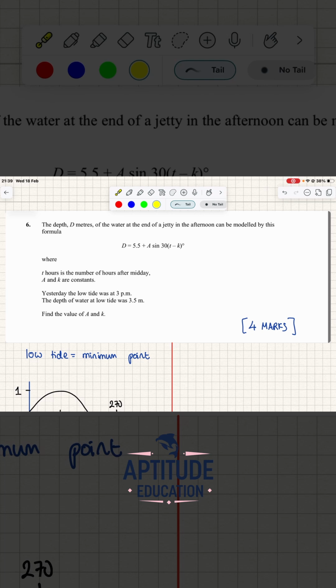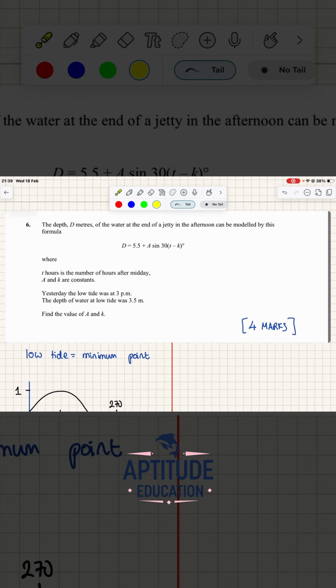Let's have a look at this GCSE past paper question on trigonometry, higher tier. Question 6. The depth d meters of the water at the end of a jetty in the afternoon can be modelled by this formula here, where t hours is the number of hours after midday, and a and k are constants. Yesterday the low tide was at 3 p.m., and the depth of water at low tide was 3.5 meters. Find the value of a and k.